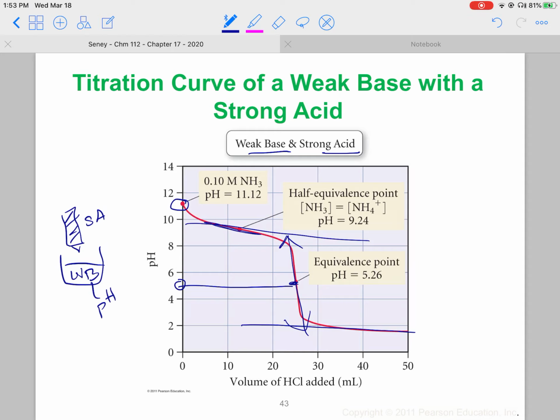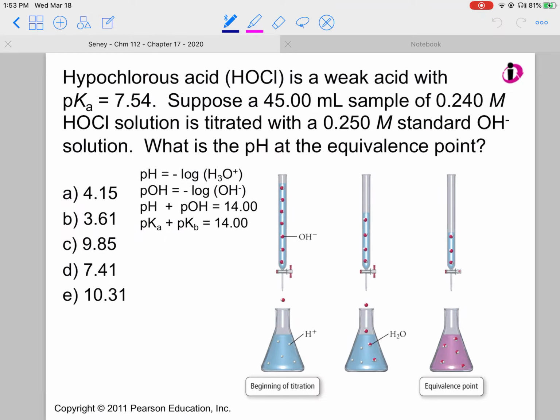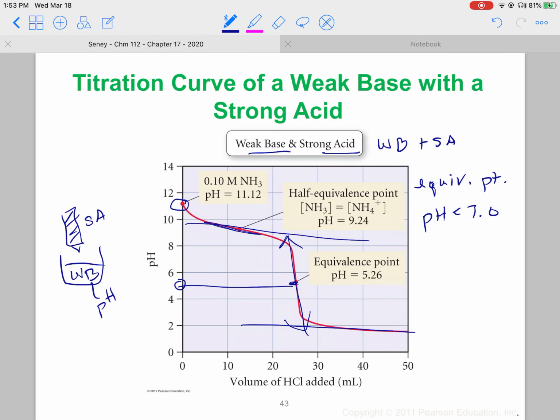Now, for a weak base, strong acid titration, the pH at equivalence, so when you're at the equivalence point, your pH is going to be less than 7. And that is true all of the time. And I'm going to show you why that's the case as well. But in general, those are sort of the things that you're going to be looking for.